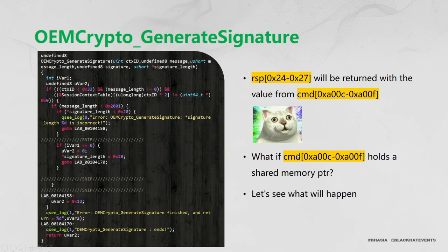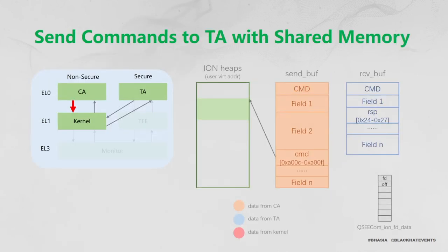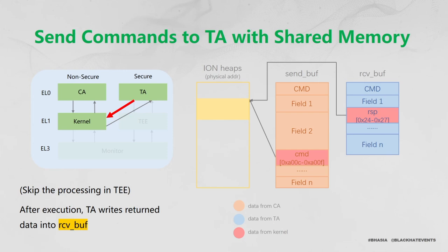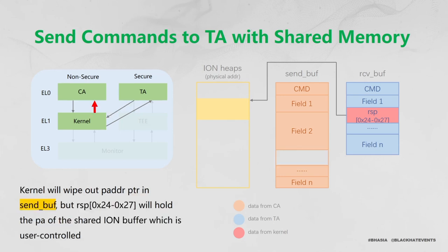So what if this part of the command buffer happens to hold the physical address of a shared buffer? Let's see what will happen. As usual, user space to kernel and the kernel to the TA. It will do the translation and the TA will return with the result buffer filled, and the value we want is copied to the result buffer. Finally, the kernel will return to the user space and get the physical address wiped out. However, a copy of it is left in the receive buffer.